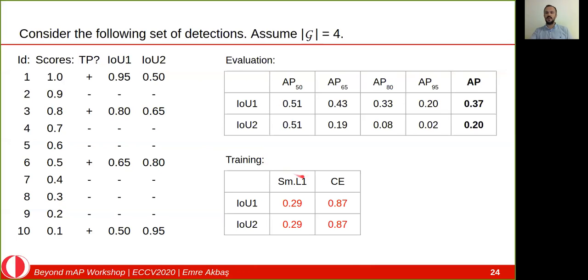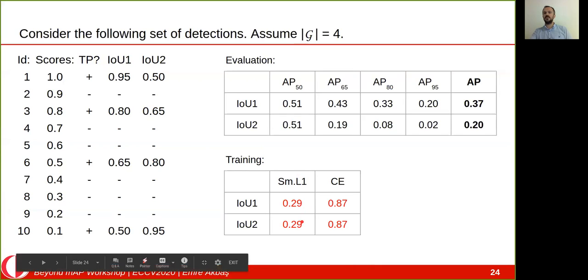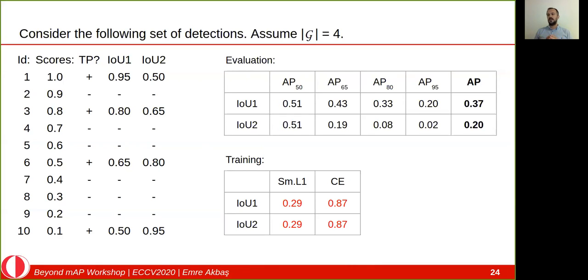Suppose we are using smooth L1 and cross entropy, and if you do this calculation, you will see that for both of these cases, smooth L1 will give you the same values and cross entropy will give you the same values, because these loss functions just look at their tasks individually, independently. The localization branch doesn't care about the classification quality of the examples.